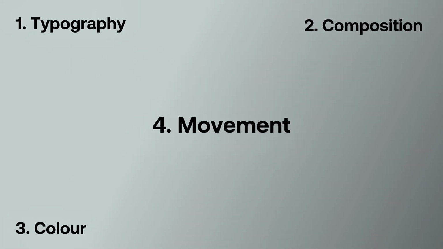Now, there are just five components that make and break your layouts. And those are typography, composition, color, movement, and details. Details such as spacing, alignment, and sizes. If you don't know what some of these terms relating to design are, then I suggest you stick around. All right, enough talk. Let's get hands on with those components.